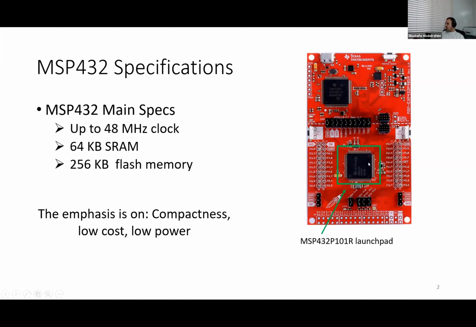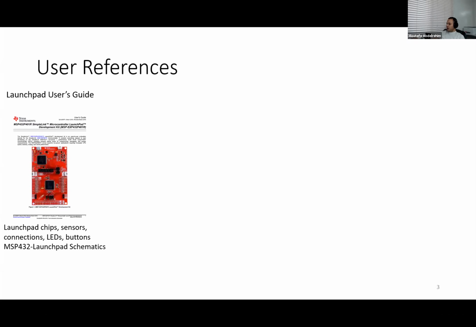So this is basically the MSP432 microcontroller. It's repeated here on the Launchpad. To program or to deal with our kit, we need 5 basic references. The first one is the Launchpad user's guide, which is the first page of the file. I sent you all these files, by the way.